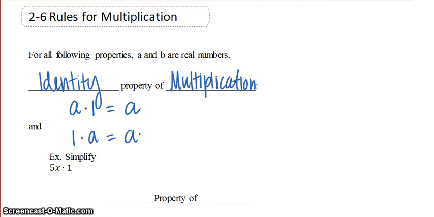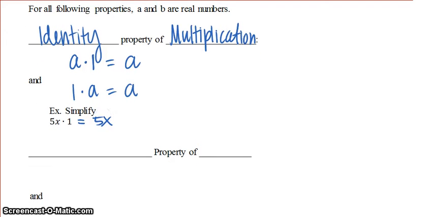So we have an example, 5x times 1, it's going to stay the same, it's its identity, it's the same thing, so it's going to be 5x. Okay, so that's simple enough.